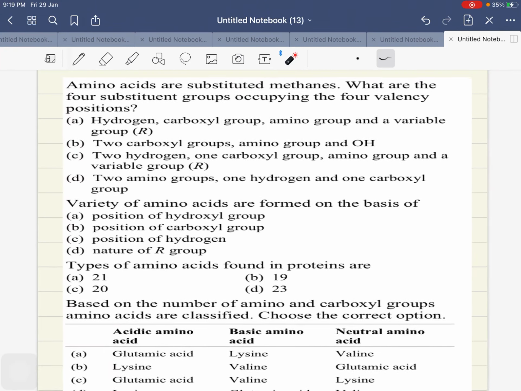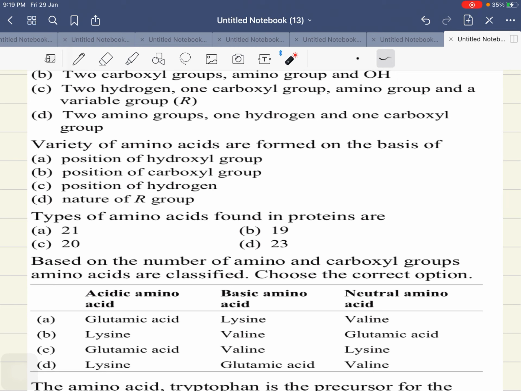Variety of amino acids are formed on the basis of what? How do you differentiate different types of amino acids? Only on the basis of hydroxyl group, or carboxyl group, or position of hydrogen, or are they defined on the basis of the nature of the R group? We say some have a methyl group, some have a hydroxyl group. So the nature of the R group helps to show the different variety of amino acids.